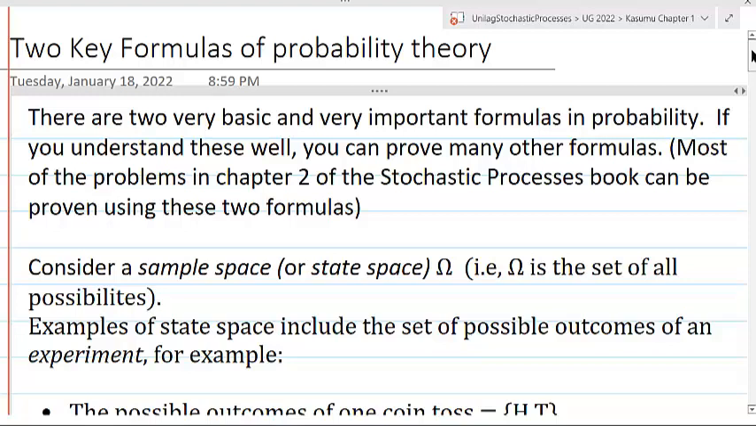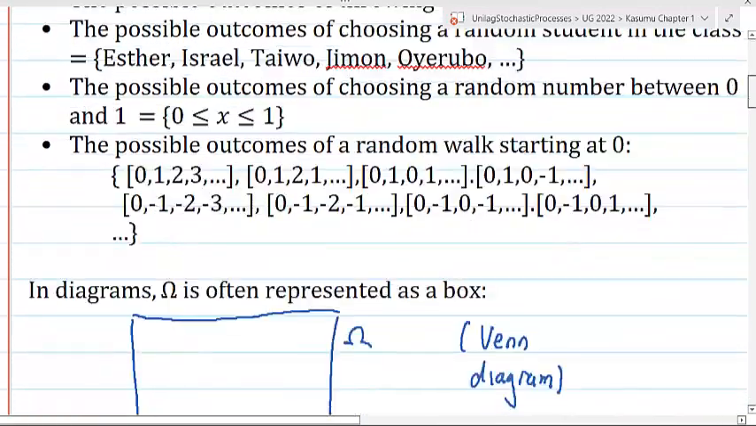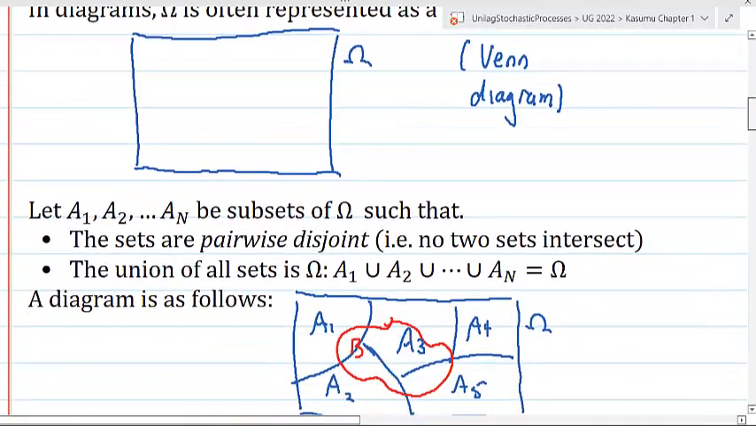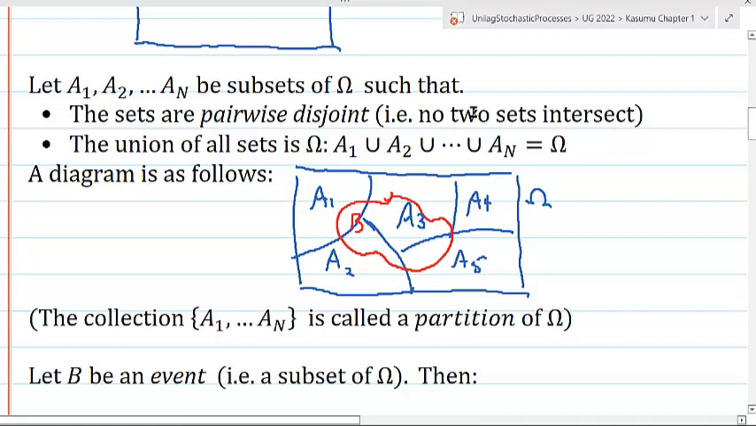Hello, this is the second of two videos on the subject of two key formulas of probability theory. In our last video, we defined some terms like sample space and showed how to represent this in a diagram. We defined partition, which consists of sets or events that are disjoint and whose union is the entire sample space.